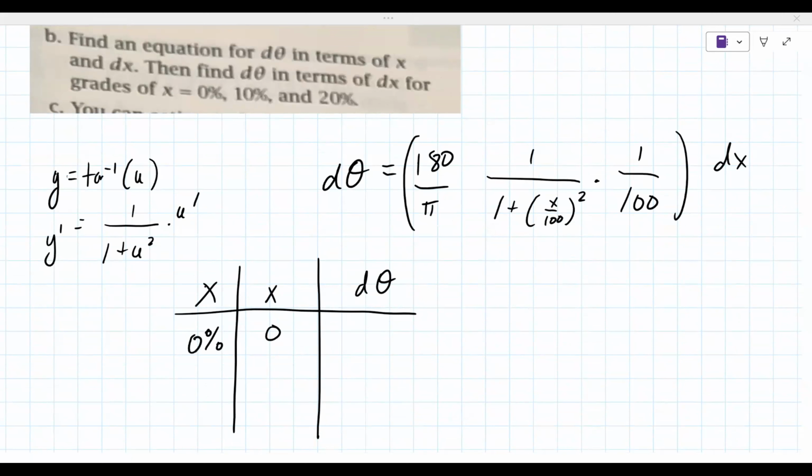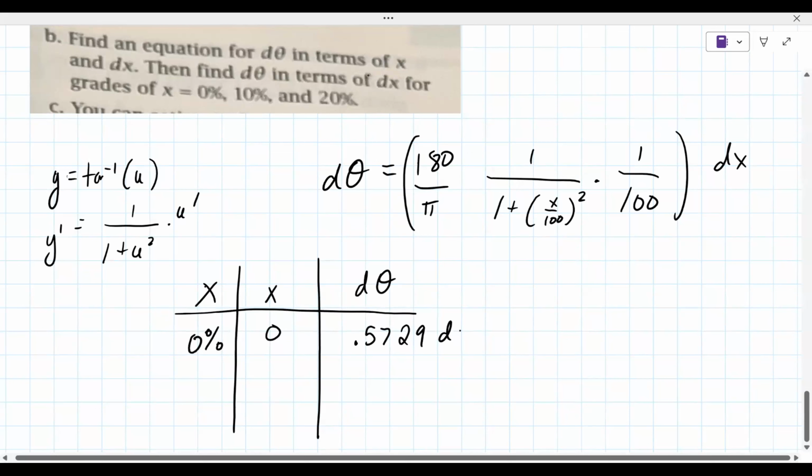I'm plugging 0 in for x, right? Yes. Let's round to, I don't know, four decimal places. Wait, what am I plugging in for dx? Nothing. It says in terms of dx, which means your answer is going to have a dx in it. Okay. So I got 0.57. Okay, let's go out a couple more decimal places like that.